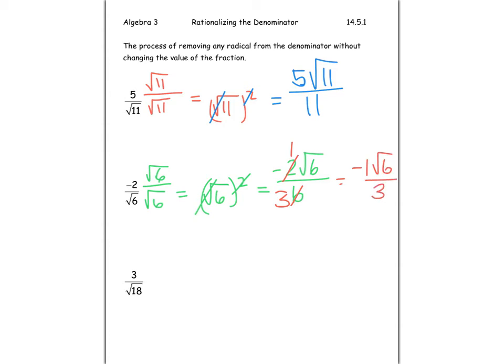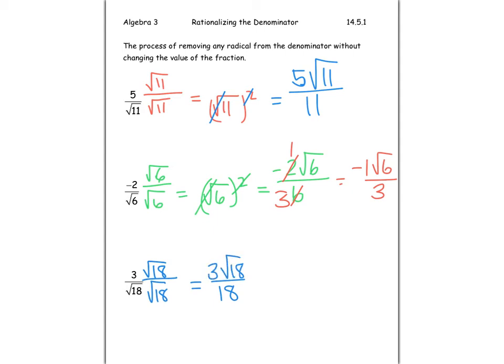All right, one more time for good measure. What would you multiply the last fraction by? A copy of the square root, so square root of 18, bottom and top. So on the bottom, square root squared equals 18. On the top, 3 square roots of 18.